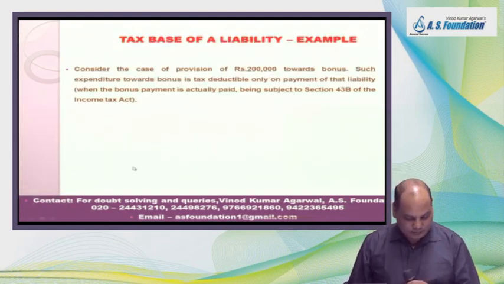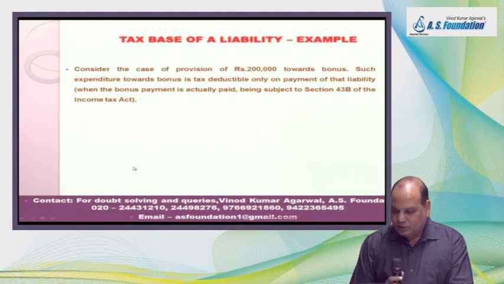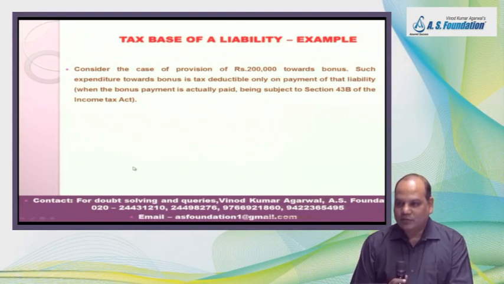Solve one example. For every line we'll have 1 or 2 examples. Some knowledge of income tax is useful. Consider the case of provision of rupees 2 lakh towards bonus. Such expenditure towards bonus is tax deductible only on payment of that liability, when the bonus payable is actually paid, being subject to section 43B of Income Tax Act, India, 1961.